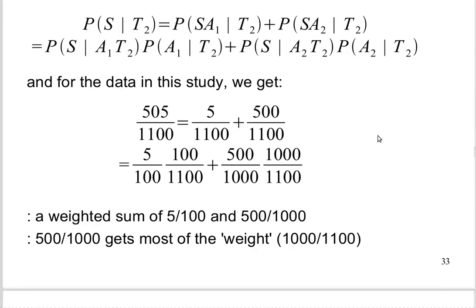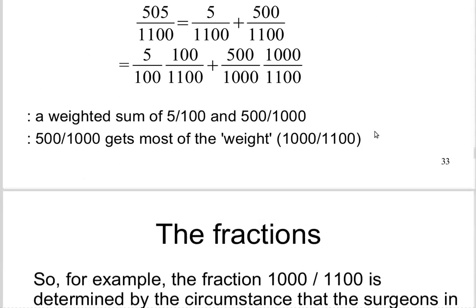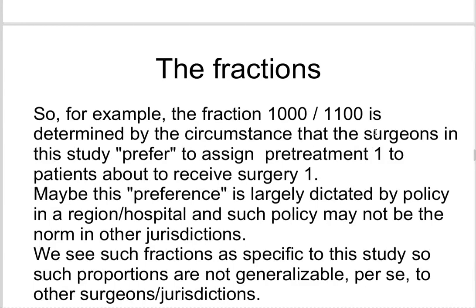Now, for the same set of numbers for those receiving pretreatment 2, we again have a weighted sum of the 5 over 100 and 500 over 1,000. Notice again, those numbers are very different. And in this case, the 500 over 1,000 gets most of the weight: 1,000 over 1,100. That's going to help us to understand what's going on.